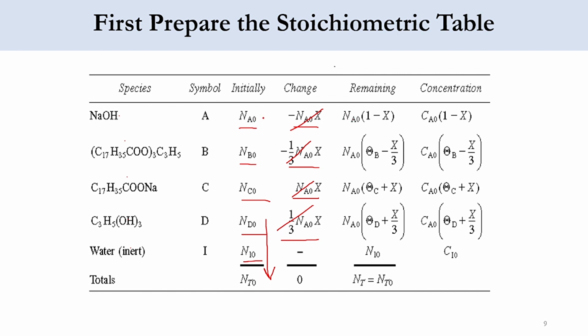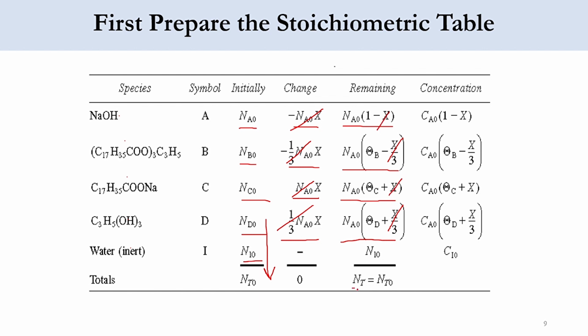So once we add up these, Na is equal to Na naught into 1 minus x, Nb is equal to Na naught theta b minus x over 3. We have just derived the concentration term. Now you can understand how it has become. Nc is equal to Na naught theta c plus x, and Nd is equal to Na naught theta d plus x over 3. Now this minus x over 3 will cancel out with this x over 3. This x will be cancelled out with this x.